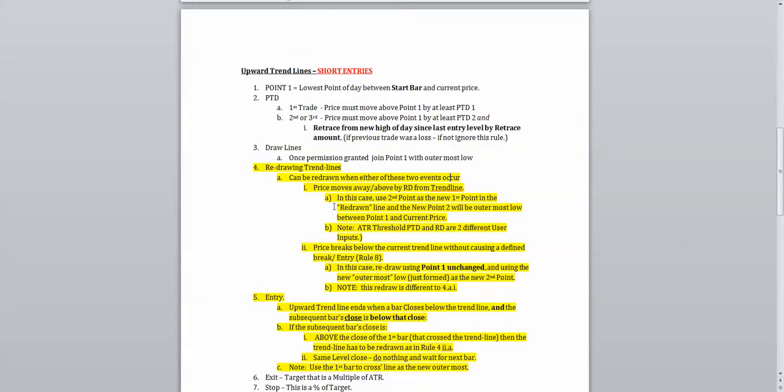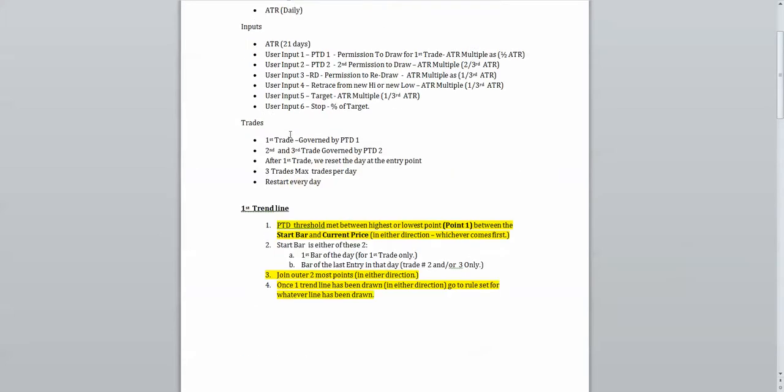We're now going to talk about the trades themselves. We started off by giving you the measuring tools and the user inputs. Now we're going to show you where they're used.